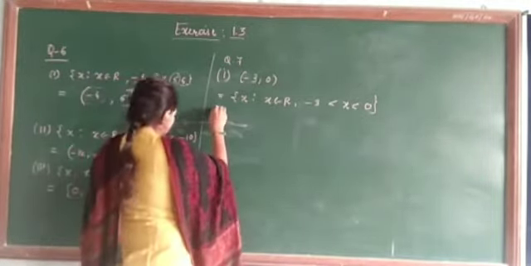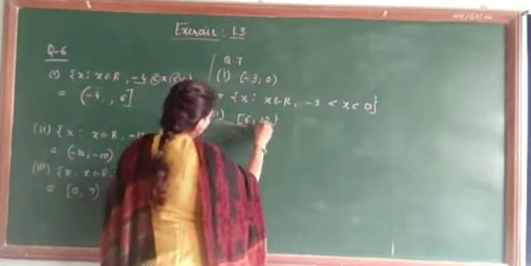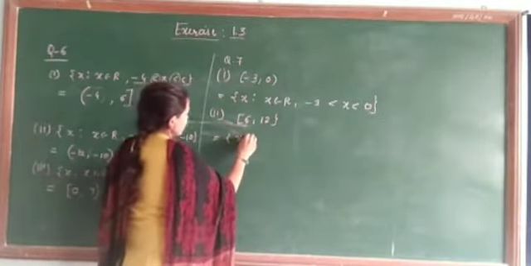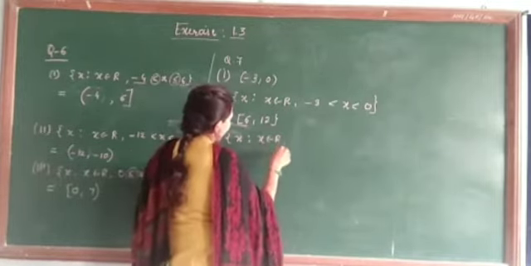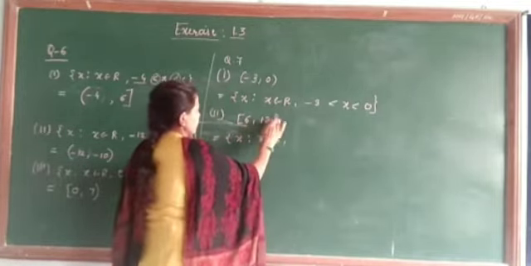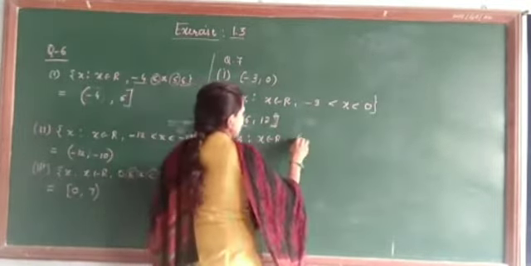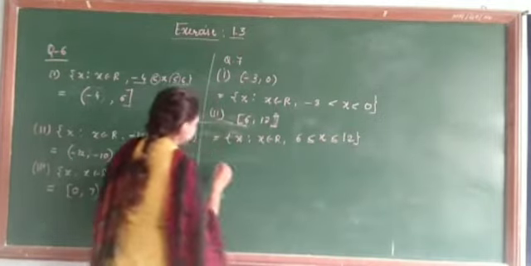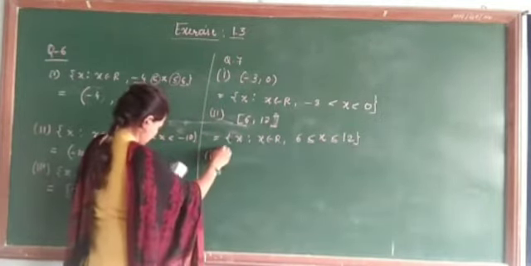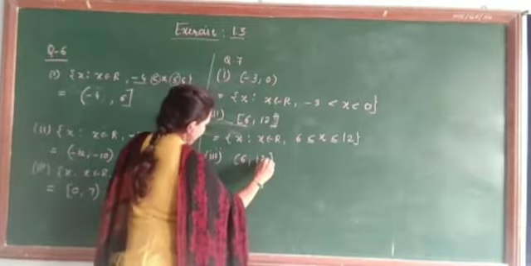Second one is closed interval 6 to 12. Now this is also clear to you. All those x such that x belongs to R. Now both sides closed interval, so what will it mean? 6 is less than or equal to x less than or equal to 12. Third one is open 6 close 12.